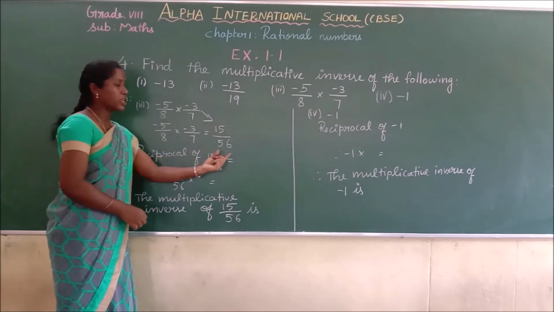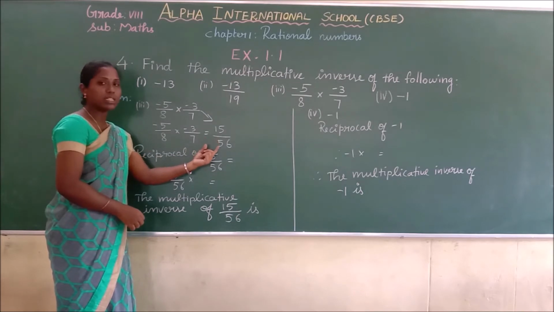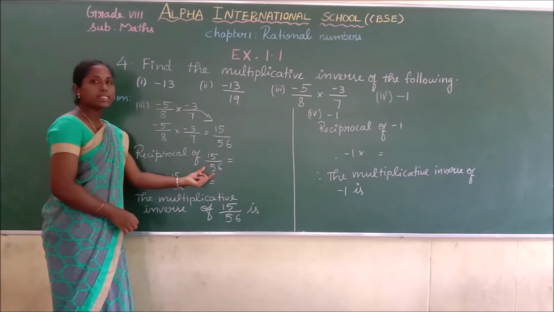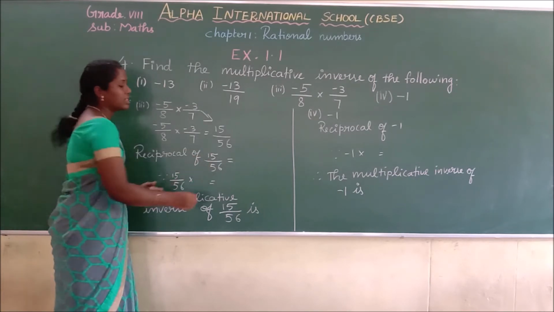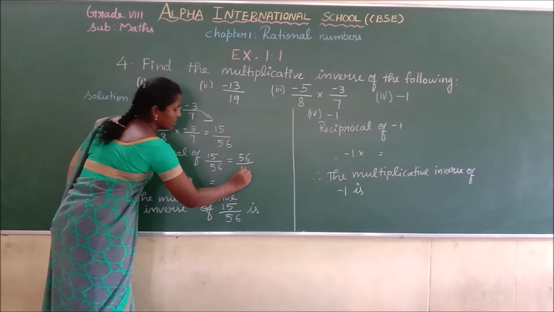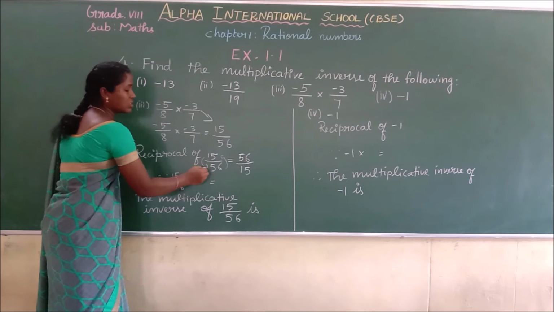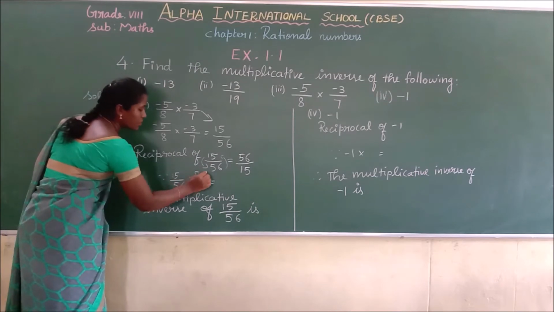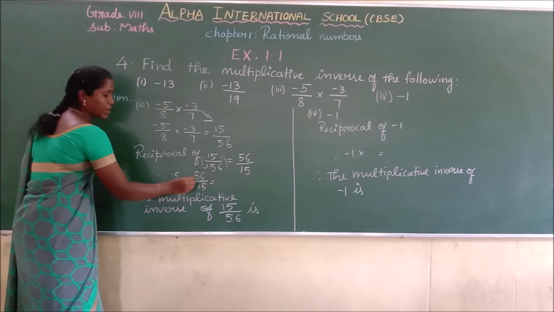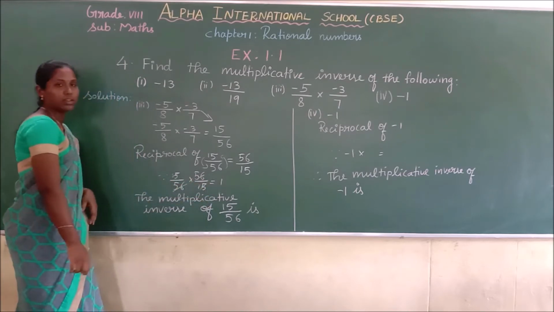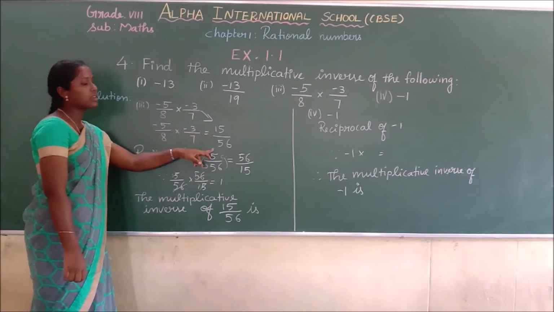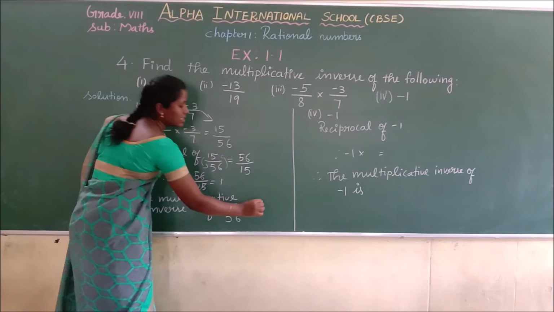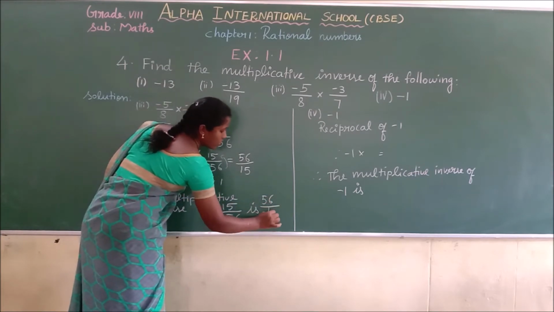Now we are going to find the multiplicative inverse for this number. What we have to do? We have to take the reciprocal of the number. So we are going to take the reciprocal of 15 by 56. What is the reciprocal of 15 by 56? It is 56 by 15. Just rearranging the numerator and denominator. We are getting 56 by 15. Multiply the value 15 by 56 into 56 by 15. What will happen? It will be getting cancelled. So the result is 1. So for the given number 15 by 56, the multiplicative inverse is 56 by 15. So we can write the multiplicative inverse as 56 by 15.